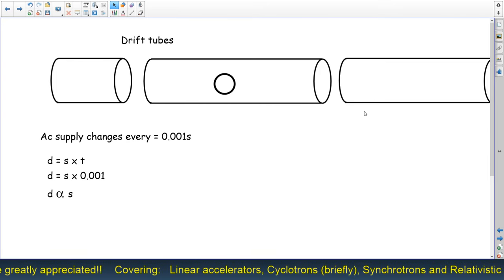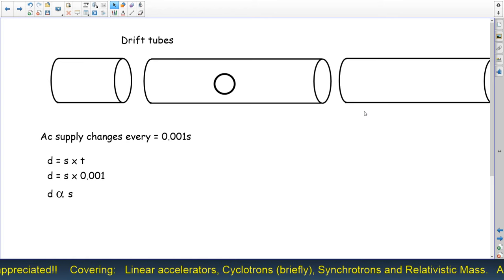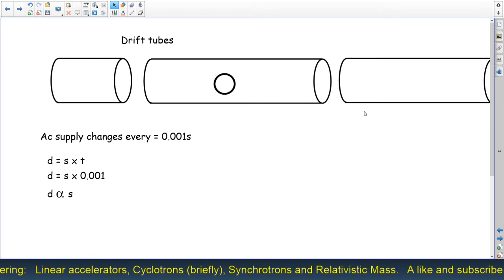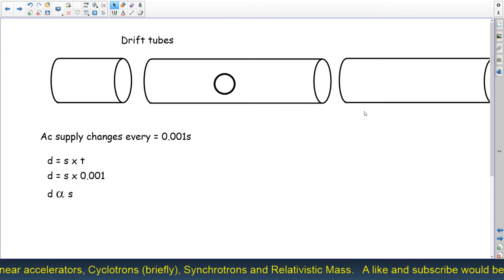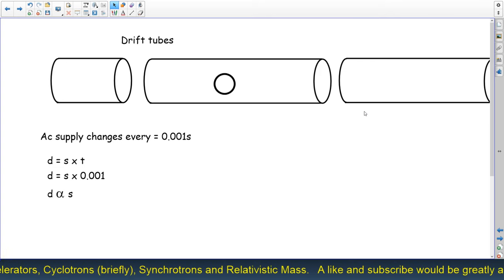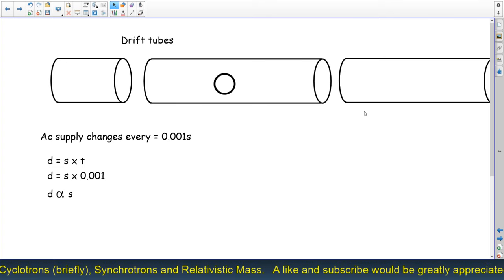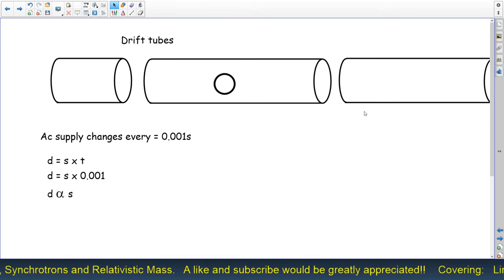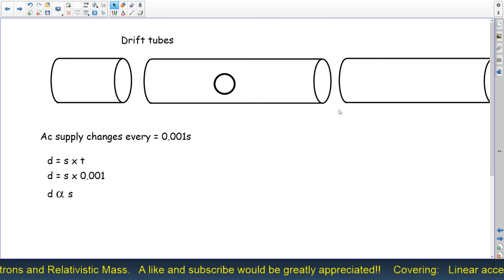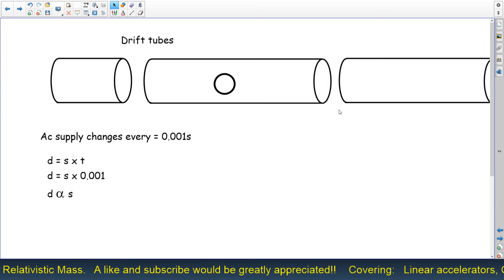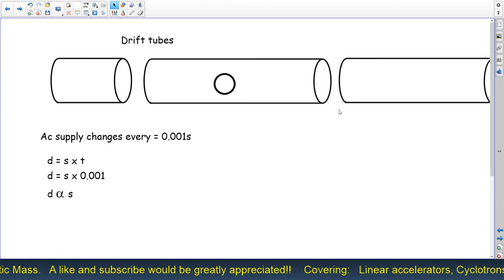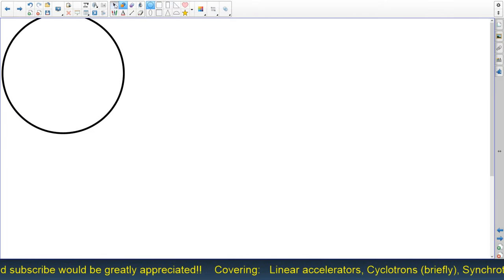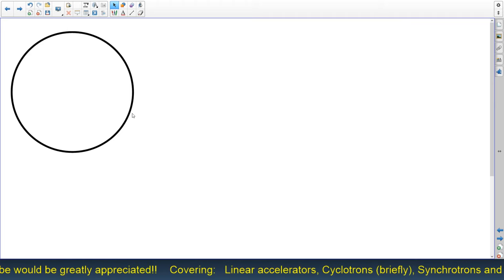So the obvious answer, if I asked you to run 20 kilometers, yet you can't go more than 1 kilometer away from your house, the logical process would be to build some form of loop. If you build a loop round and round, you could theoretically keep this thing accelerating and accelerating. And this was the problem that we got, and we ended up with something called a cyclotron, that scientists built, essentially a large loop to send the thing round and round in.